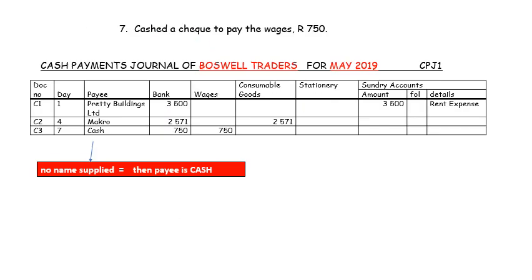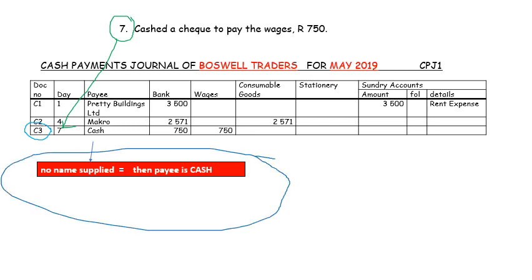Next transaction: cashed a check to pay the wages on the 7th. The next check will be check number 3. Remember, the checks are in number sequence. It's on the 7th. How do I know it's the 7th? Because the transaction information tells you, and that will also be the date on the check. Now, do they give you a name of a person or a business who's getting this check? If they don't, with no name supplied, then your payee is cash.